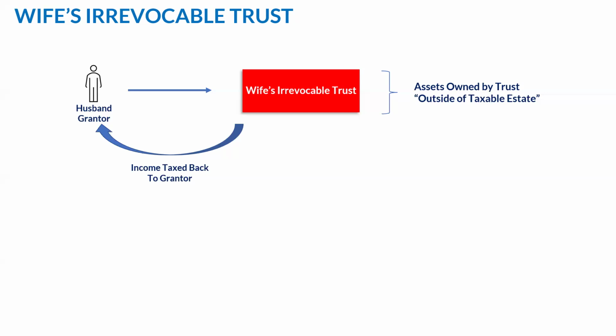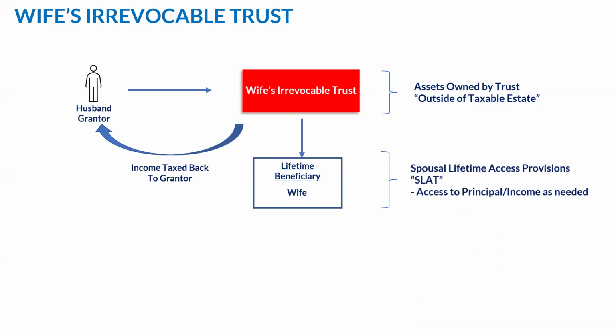Now we can have the wife be the trustee of this trust, so she can be the lifetime beneficiary and also be the trustee of the trust. So she's now in control, as long as we put the right provisions into this trust saying that the beneficiary can receive access to principal and income during their life. So we would give discretionary power to the trustee to distribute to the lifetime beneficiary during the husband's lifetime. And so we'll hear this as spousal lifetime access provisions. Just remember, we can do this with any lifetime beneficiary: children, grandkids, whoever.